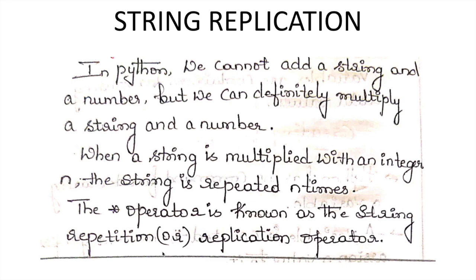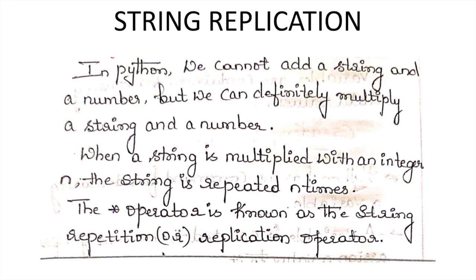But before that, you need to understand one thing here. When you add two strings, you can't add a string with an integer, you can't add a string with a float. So both of the strings, whatever concatenation you're going to do, both should be of the same type, that is string type. So in Python, we cannot add a string and a number, but we can definitely multiply a string and a number. We can multiply, but we can't add.